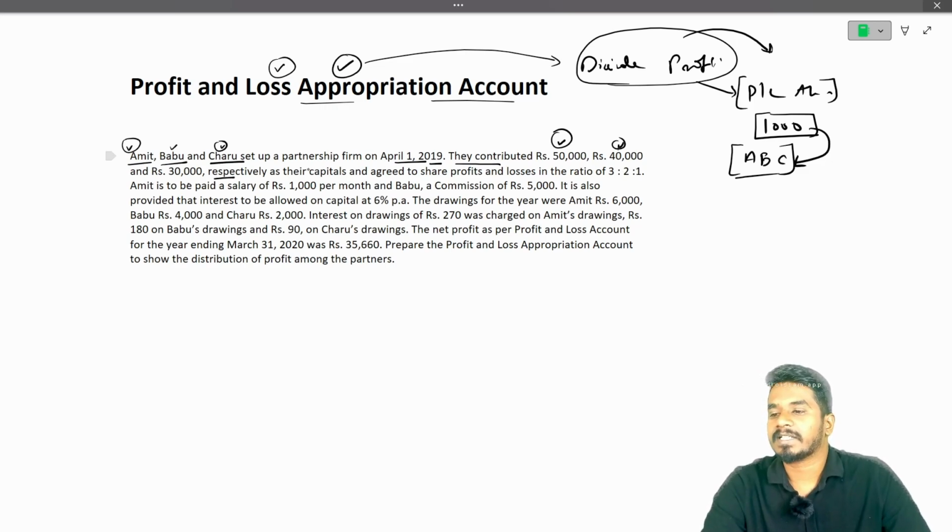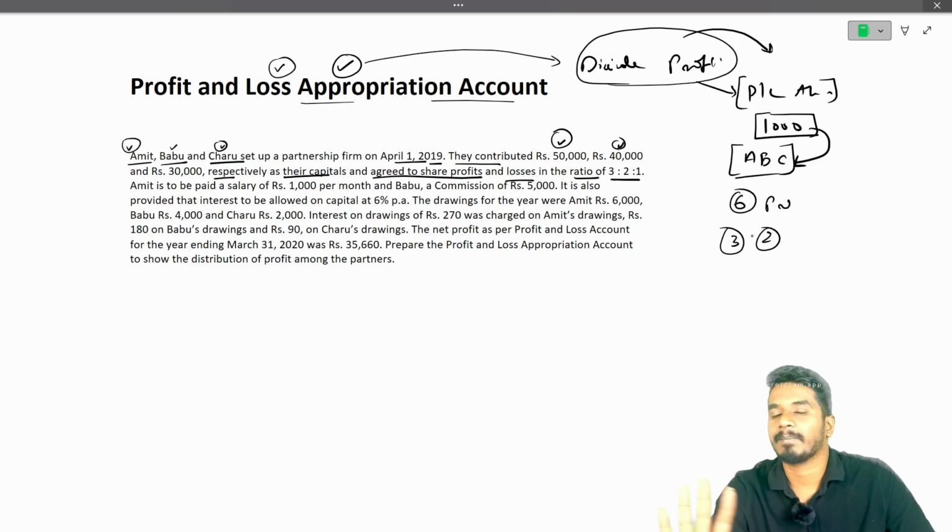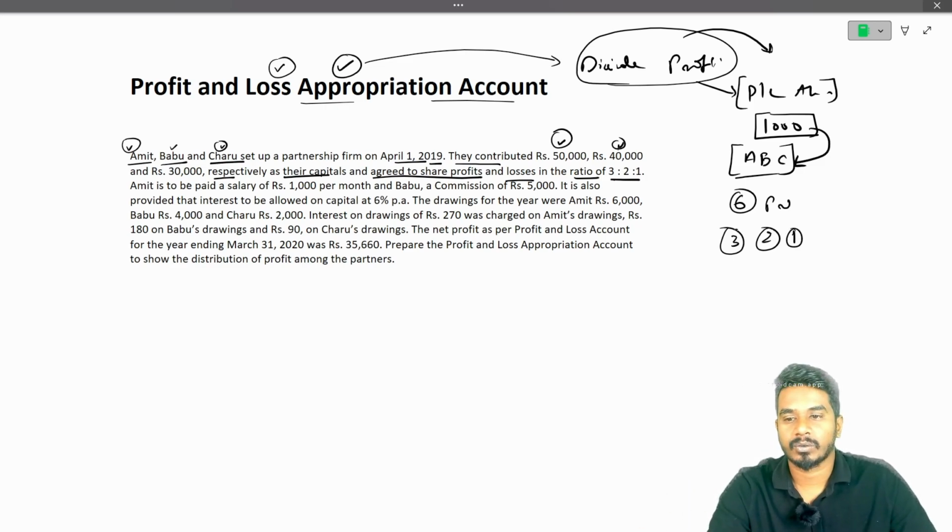Fine. Respectively, as their capitals, and they agreed to share profit and losses in the ratio of 3 is to 2 is to 1. So which means if the firm earns 6 rupees profit, 3 rupees will be taken by Amit, 2 rupees will be taken by Babu and 1 rupee will be taken by Charu. So this is the profit sharing ratio.